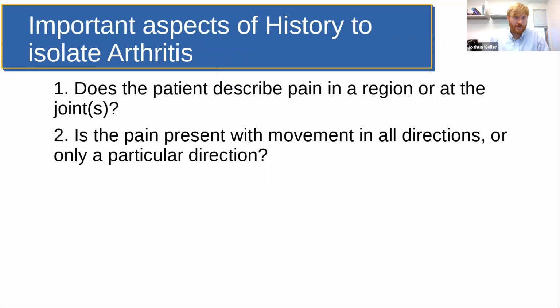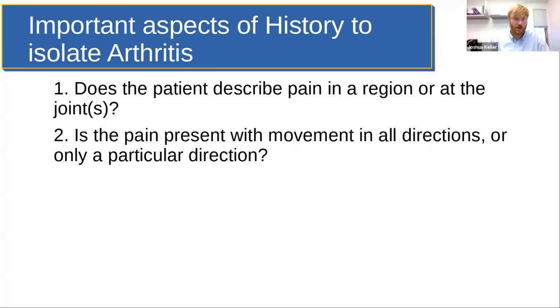So, important aspects of the history and physical exam. The history to isolate arthritis is to ask the patient, where's the pain? Often patients will say it's my hands hurt. If they say my left hand hurts, I'll say, well, take your right finger and point to where the pain is, because it might be the entire hand, it might be specific to the joint, or it might be along certain tendons. They might have a flexor tendon nodule that's causing trigger finger and pain.